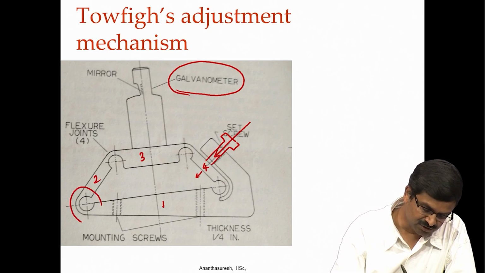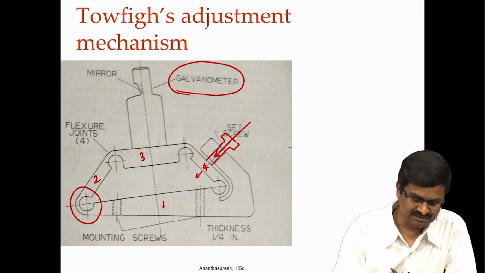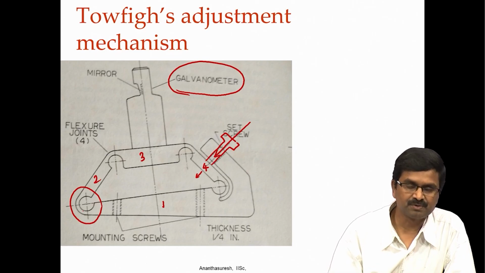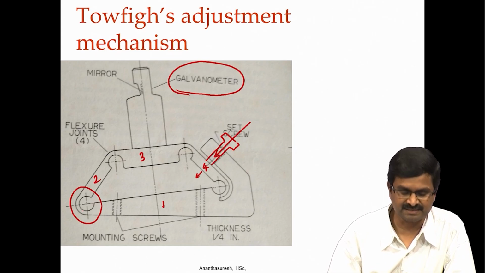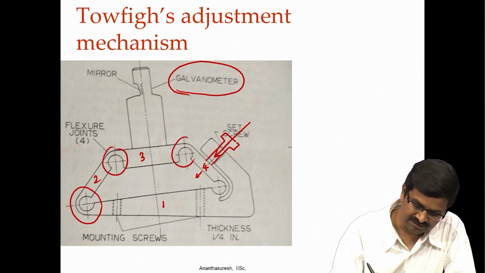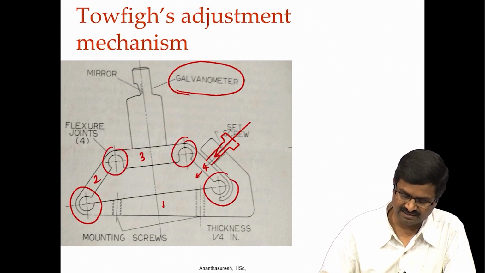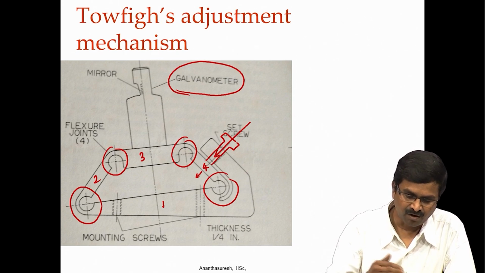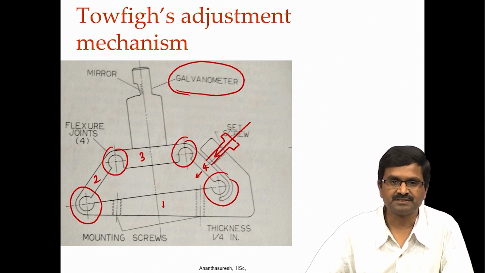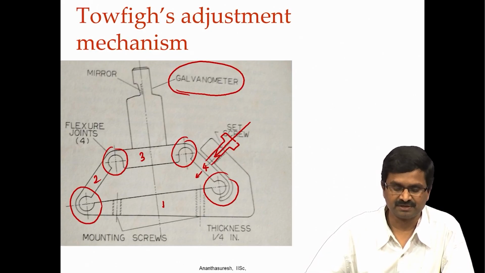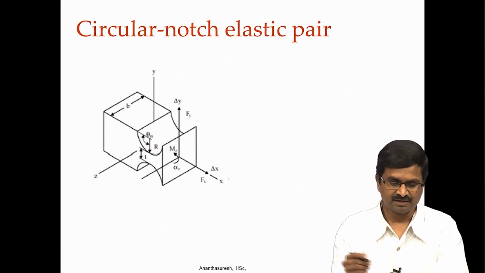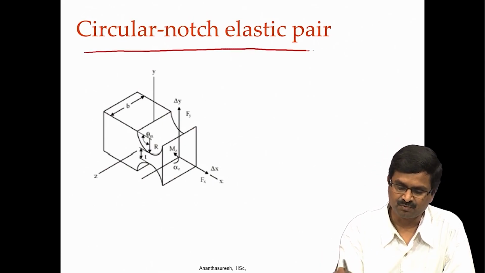Focus on this geometry of the flexure. Here there is a circular segment which is very short, so we can call it elastic pair rather than calling it elastic segment. This is the crucial thing for this. Okay. This can be analyzed and we can see how much it moves in what direction and whether it is affected by thermal fluctuations and so forth. That is what people worry about in these flexure based mechanisms and elastic pair mechanisms. The circular notch elastic pair is very common.